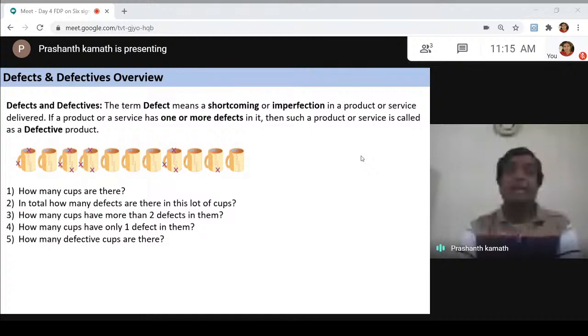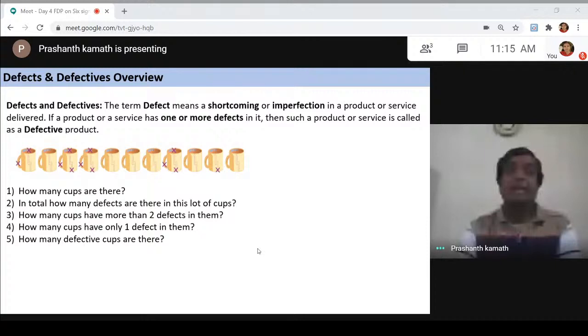So if you try to count that, you will get 3 cups. Which are those? Cup number 3 has 3 defects. Cup number 4 has 3 defects. And cup number 8 has 3 defects. So if I ask how many cups have more than 2 defects, it's 1, 2, and 3. So there are 3 cups which have more than 2 defects.